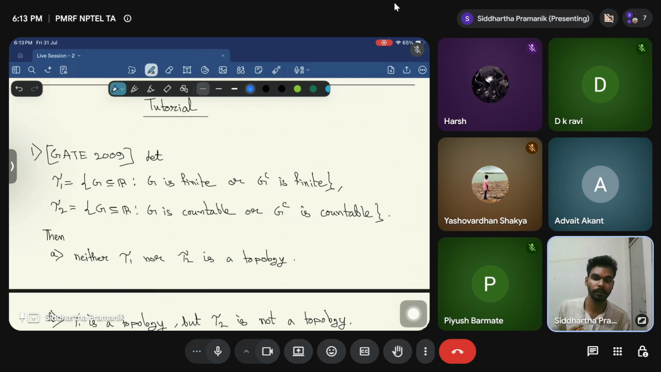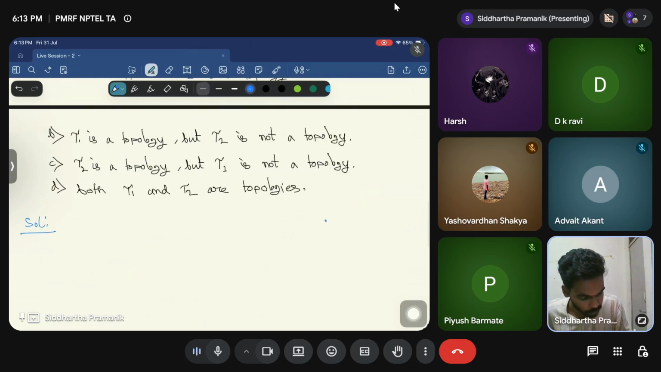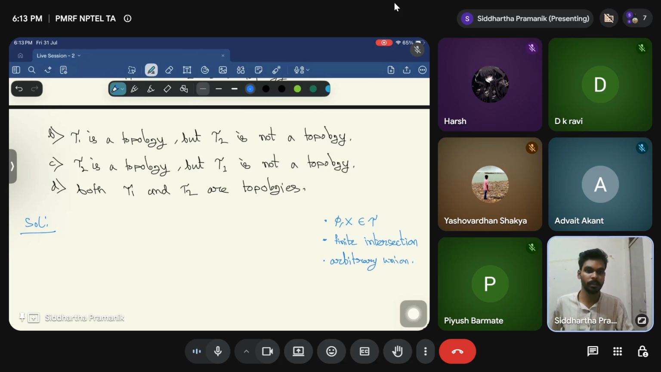So we have to check three axioms for the topology, right? Maybe I will write the axioms here. The first one is the empty set and the whole set belong to tau. The second axiom is closed under finite intersection. So I will just write finite intersection. And third, closed under arbitrary union. So just check these three axioms one by one, for the first one, for tau1.